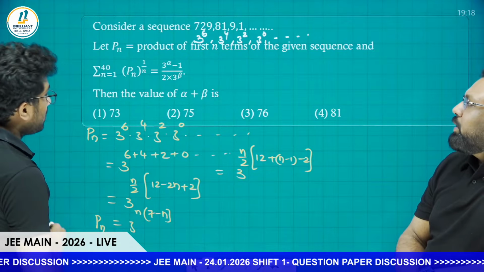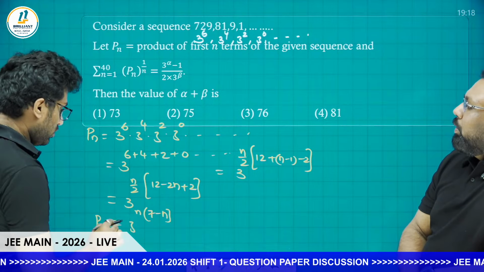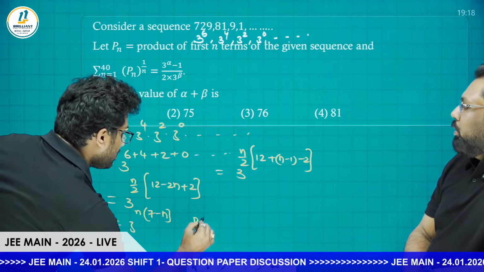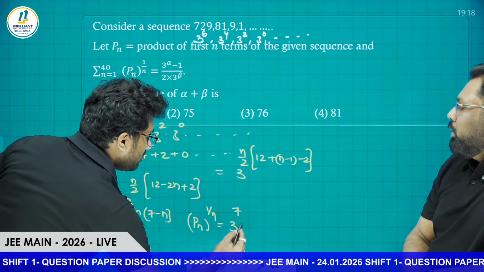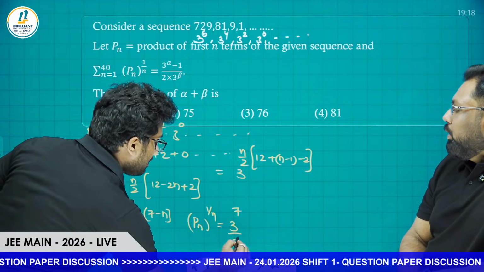This is what Pn is. Now they are asking for Pn whole power 1 by n. What is Pn whole power 1 by n? The n will go, you will get 3 power 7 minus n, which is nothing but 3 power 7 by 3 power n.